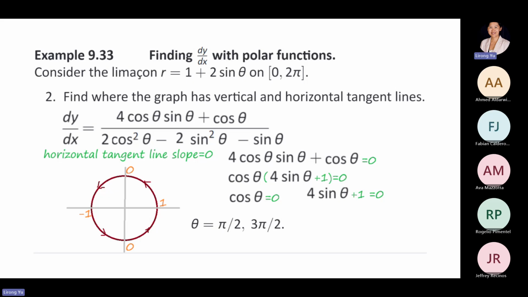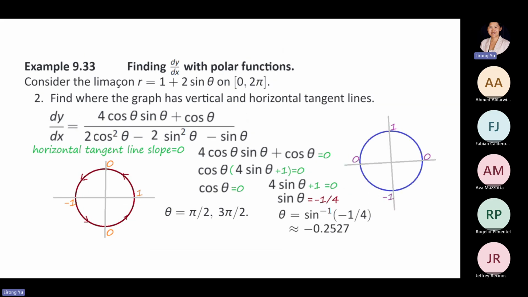And then we move on to the 4 sine theta plus 1, when I'm solving for the value where the horizontal tangent line exists. So for that, you minus 1 to the other side and divide by 4. So sine theta is negative 1 over 4. We could solve for a solution. So theta should equal sine inverse of negative 1 over 4, which is negative 0.2527. But that's not going to be a solution because we're looking for solutions from 0 to 2 pi, 0 to 6.28. So that angle is too small. It's in the fourth quadrant.